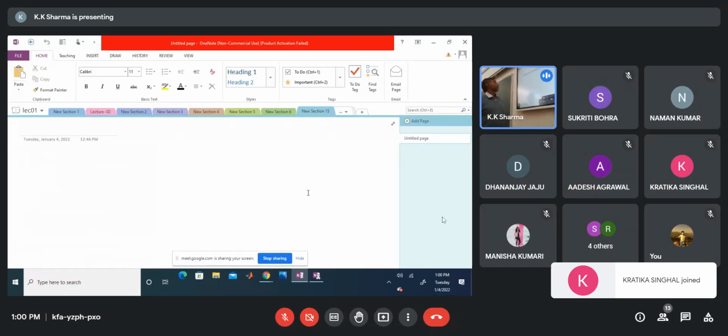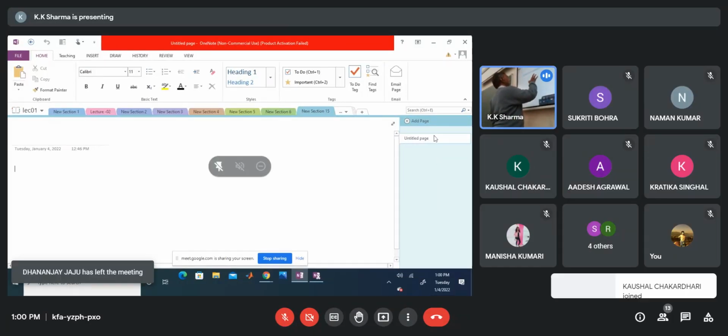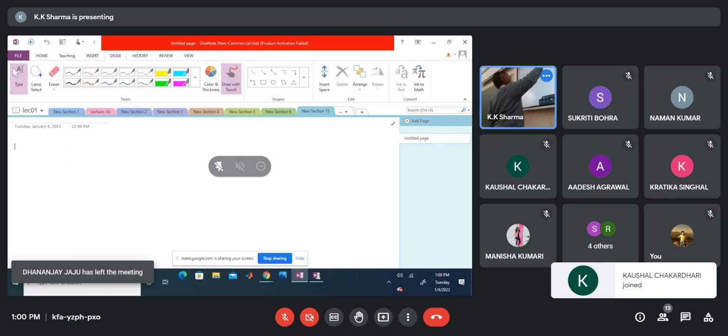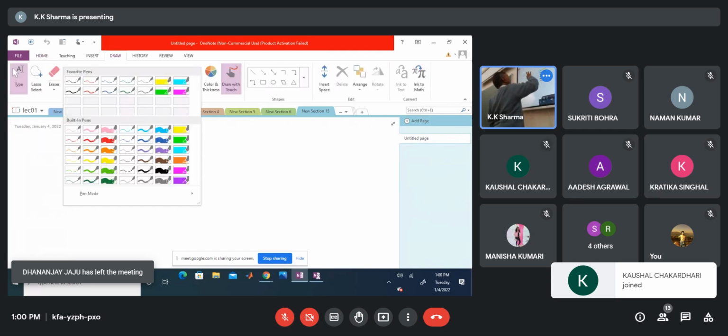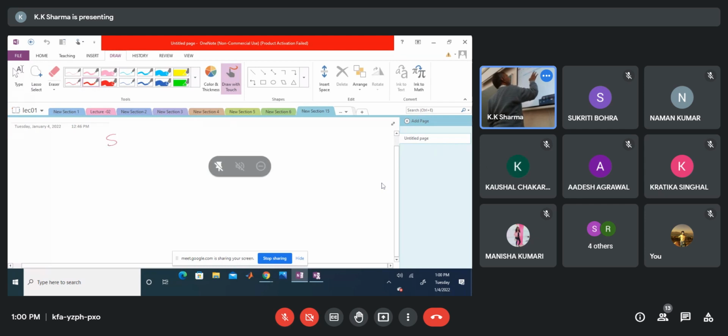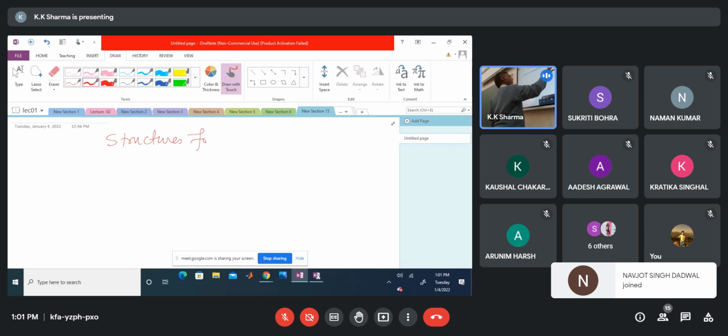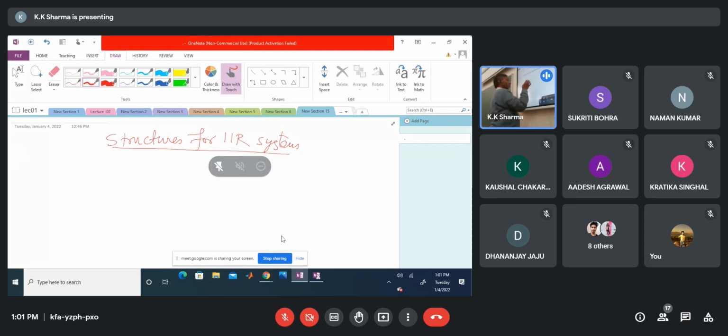Topic of structures for IIR system. So one of the simplest structures possible for an IIR system is the direct form structure.